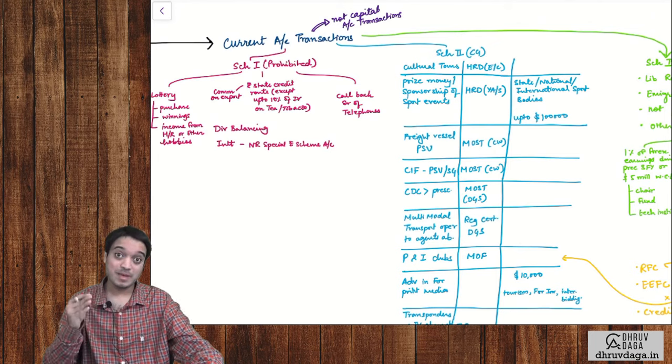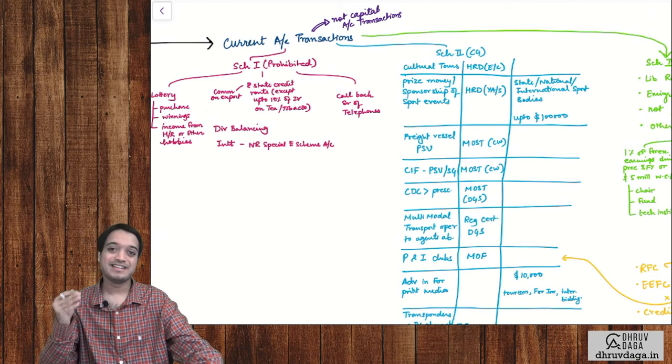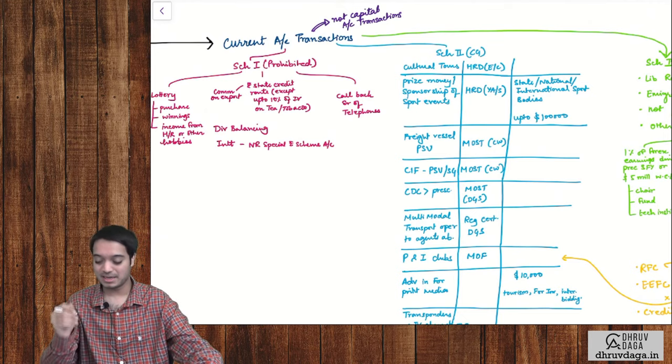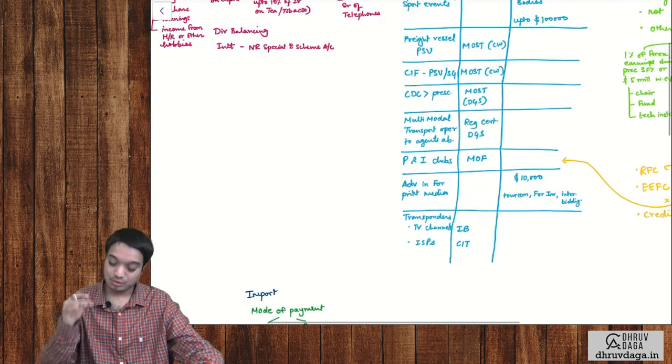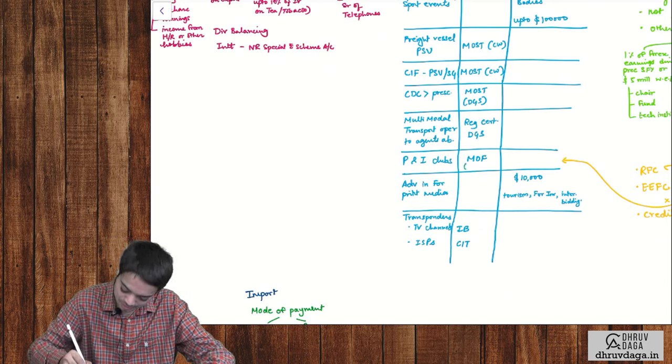If you want to pay container detention charges more than the rate which is prescribed, you require permission from the Ministry of Surface Transport, Director General of Shipping, because this rate is also prescribed by the Director General of Shipping. Then we come to the PNI clubs. These PNI clubs require permission from the Ministry of Finance, Insurance Division.